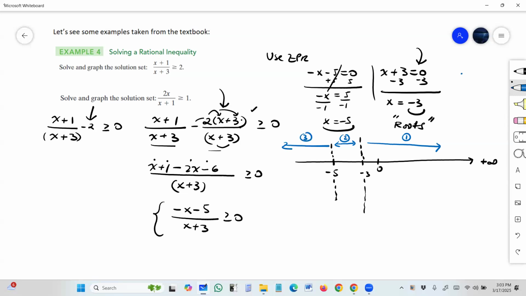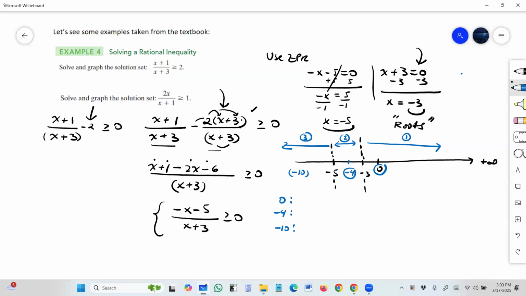I have to check all 3 segments, and I'm going to pick a number in each of these segments. So I need a number in segment 3 smaller than negative 5. So I'm going to say negative 10. In segment 1, I'm going to pick 0 because it's easy. And in this segment 2, I'm going to pick negative 4, right? So I have my 3 numbers. I have to check all 3. So 0, negative 4, and negative 10.